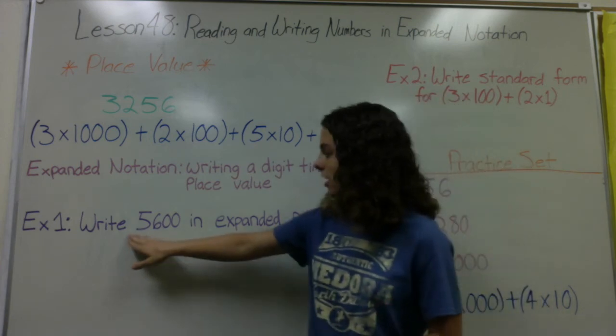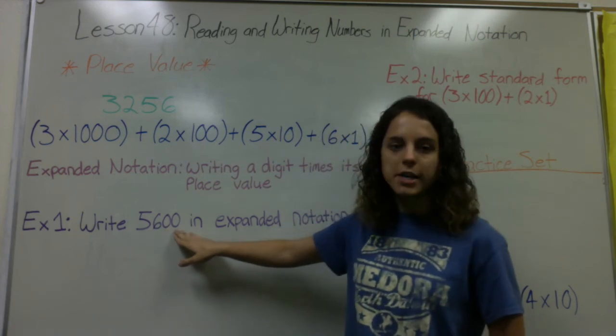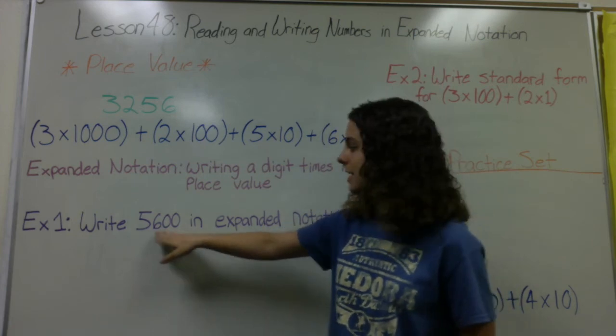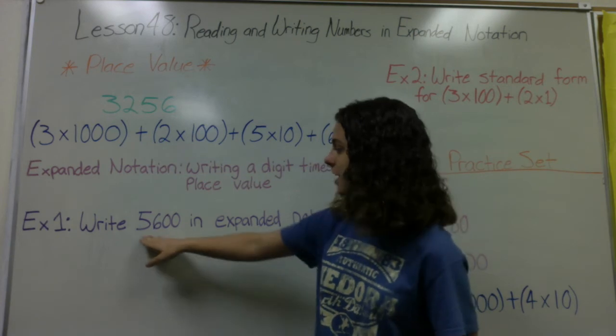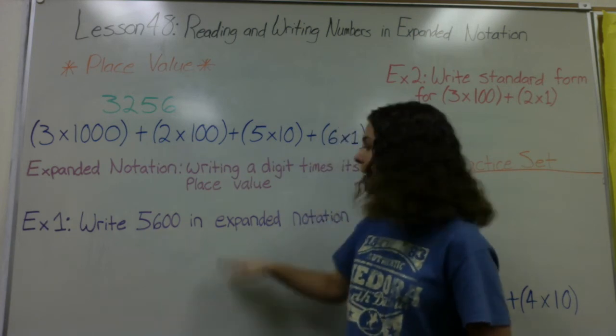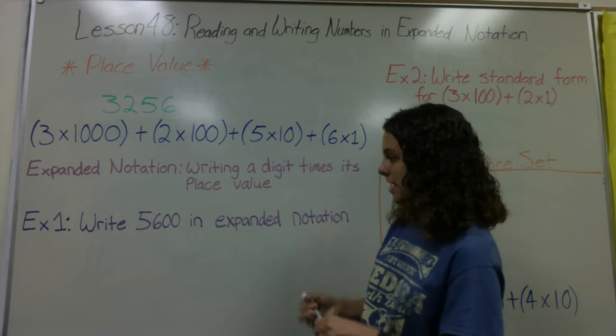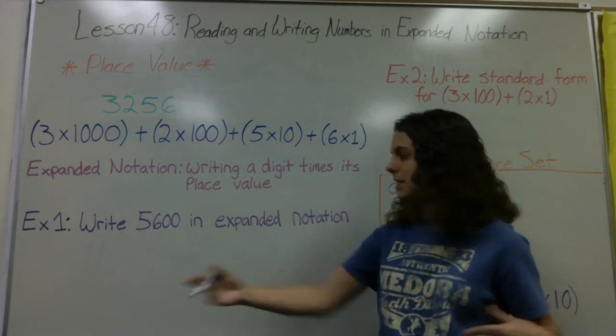So this is actually called the standard form of writing a number. That's how our book uses it. Standard form is the normal way of writing a number. 5,600 is how you're used to seeing it. We're going to write it into expanded notation. We are going to expand the number.